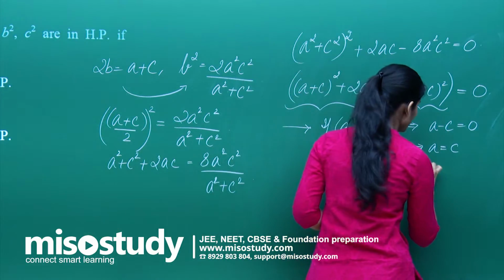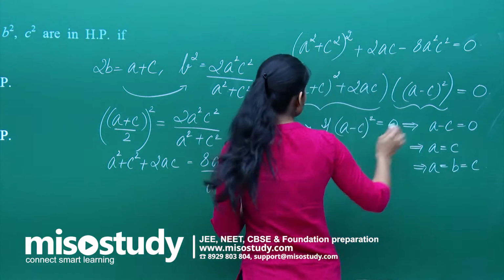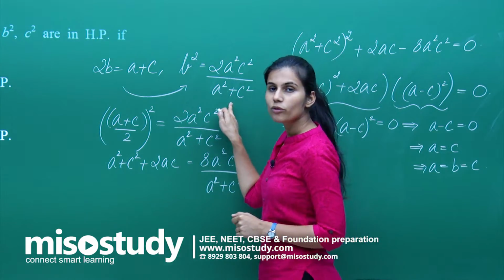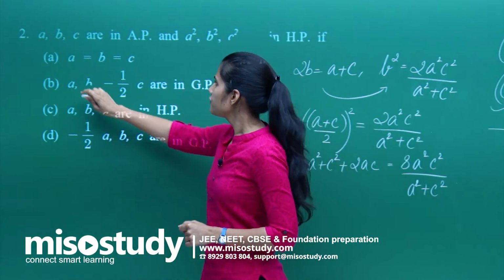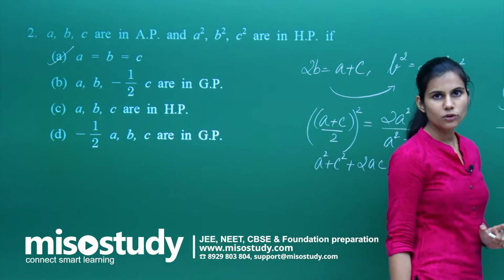So eventually you will get a equals b equals c. So this expression is 0, or this and this, both of them are going to hold simultaneously if a equals b equals c. This is one very condition in which they are going to hold.